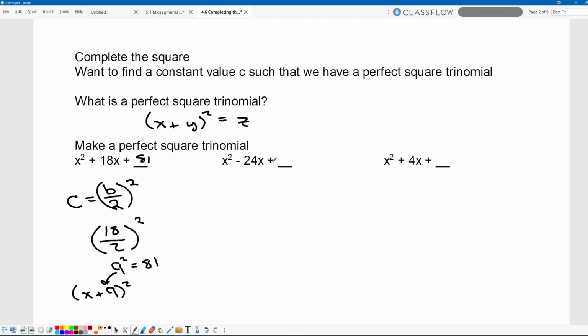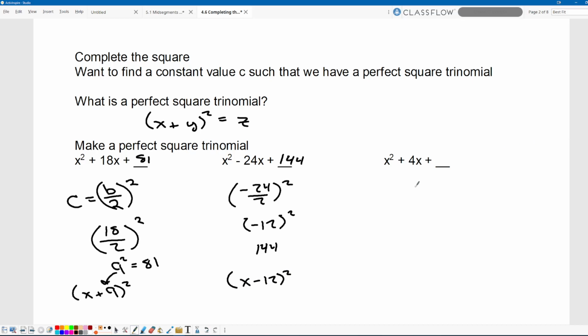So here's another example. We're going to take our b value, which is a negative 24, divide that by 2, and then square it. So negative 24 divided by 2 gives you a negative 12, which then we square and gives us a positive 144, which means that my c value to be a perfect square trinomial would need to be 144. And then if you wanted to factor this, it would end up being x minus 12 squared.